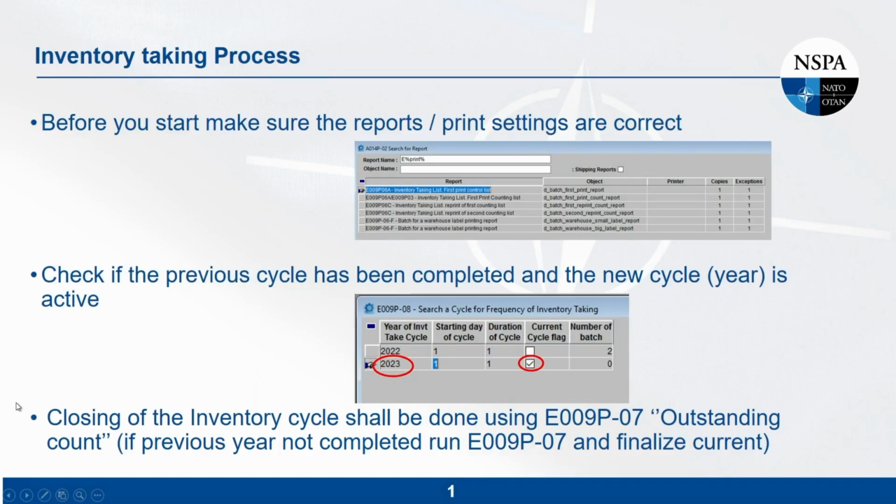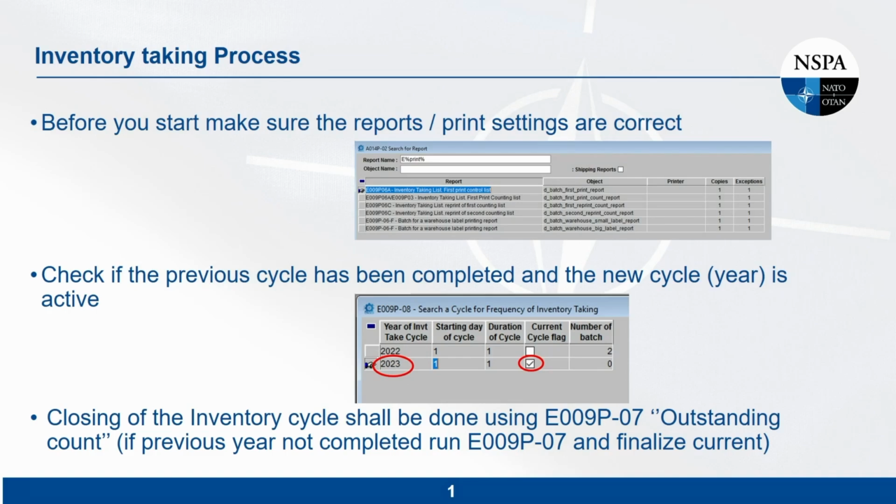Before we can start the inventory cycle for the current year, there are some prerequisites we have to make sure that they are in place. Before you start, we have to make sure that the reports and the print settings are correct. In this print screen, we see that the copies are set to 1. If this is not done, automatically, by default, the copies are set to 0.